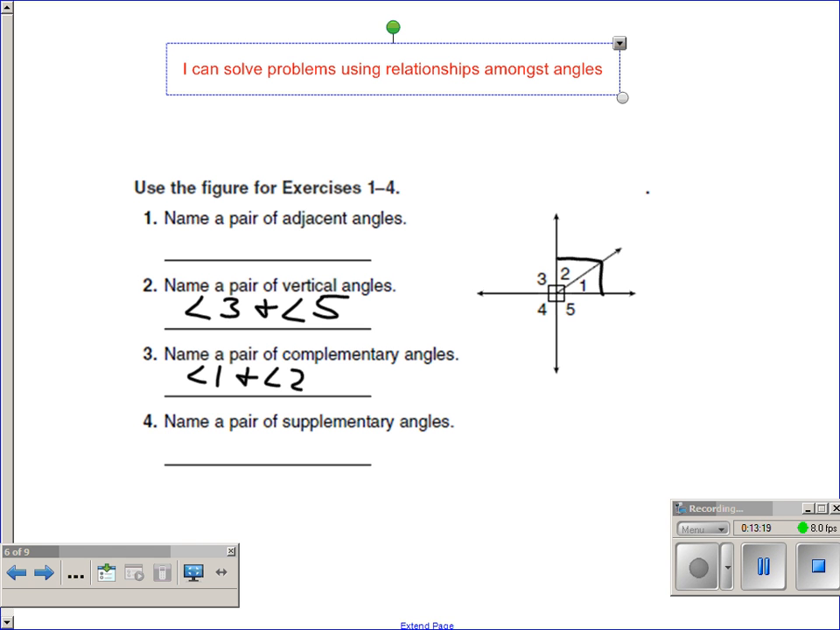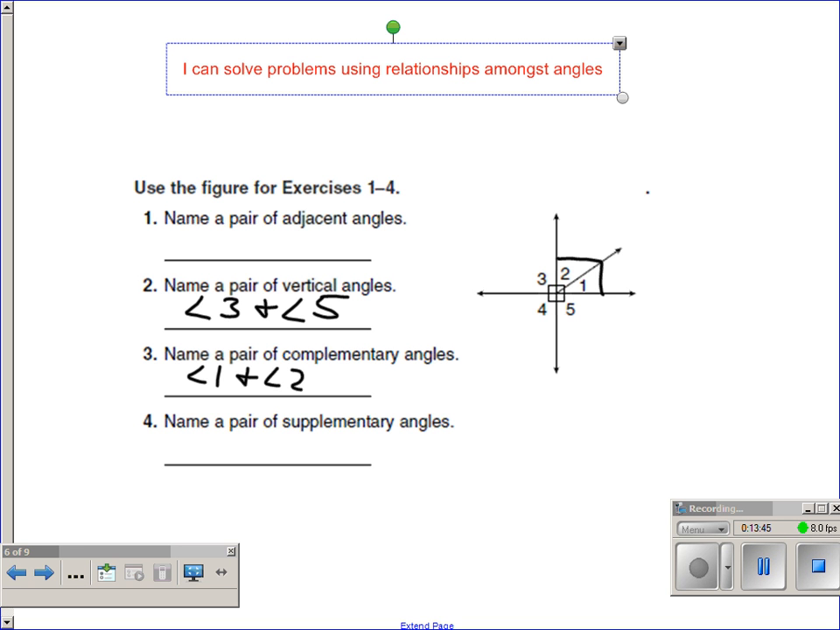3 and 4 would work. 4 and 5 would work. You could say 5 and 4 and 4 and 3. But then, yes, I agree. 3 and 5 would work. Now it says pair, and pair means how many? 2. But angles 3, 2, and 1 all together are supplementary angles because all together they add up to 180 degrees.